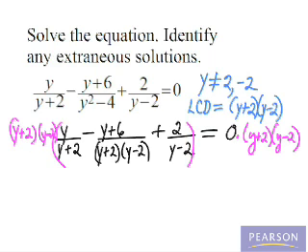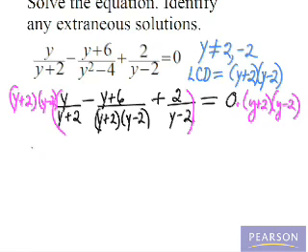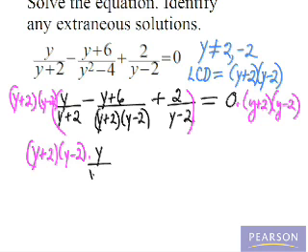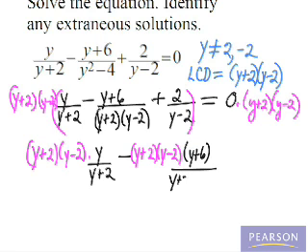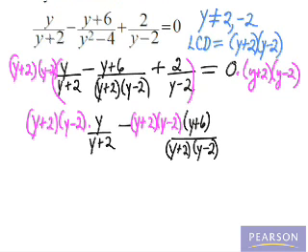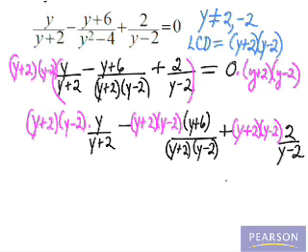So distributing the y plus 2, y minus 2 through the parentheses, we have y plus 2, y minus 2 times y over y plus 2, minus y plus 2 times y minus 2 times y plus 6 over y plus 2, y minus 2, plus y plus 2 times y minus 2 times 2 over y minus 2 equals 0 times y plus 2, y minus 2.